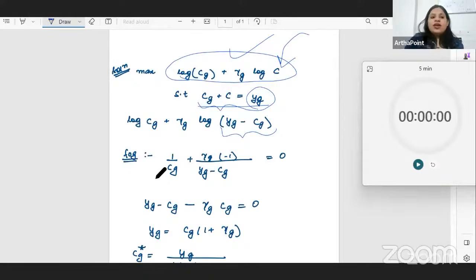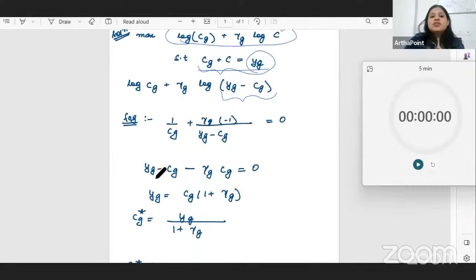So if I do this, this becomes a single variable optimization problem. This whole part is just a single variable optimization problem. The only thing that I have to decide in this case is how much money I should be spending on the private good. Differentiate this with respect to c_G.